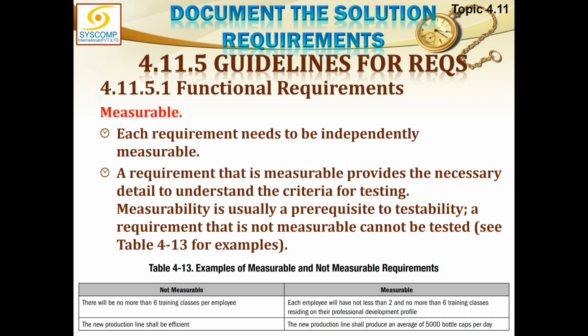So let us see an example of not measurable. There will be no more than 6 training classes per employee. How would you know that? So the measurable version could be: each employee will have not less than 2 and no more than 6 training classes residing on their professional development profile. So minimum 2 and maximum 6. The new production line shall be efficient. How efficient? The new production line shall produce an average of 5,000 bottle caps per day. That is specific. That is measurable.